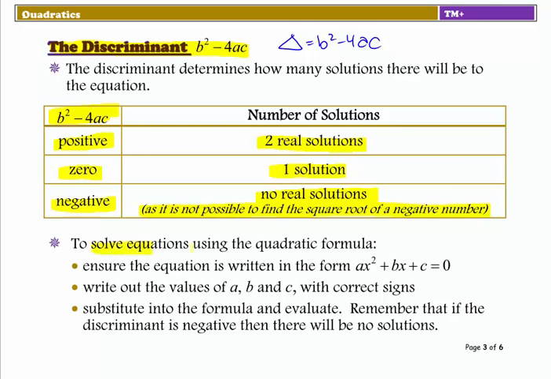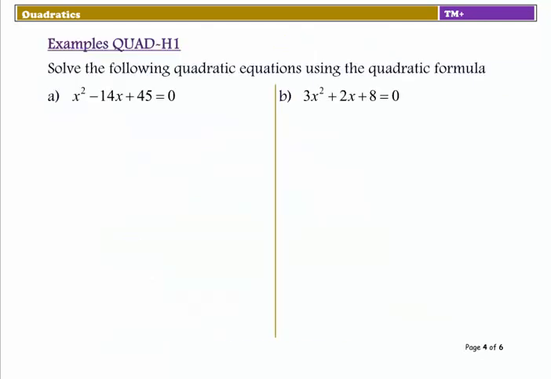Now to solve quadratic equations using the quadratic formula, ensure the equation is written in the form of ax squared plus bx plus c equals 0. Write out your values of a, b and c with the correct signs. Substitute into the formula and evaluate. Now remember, if the discriminant is negative, there will be no solutions.